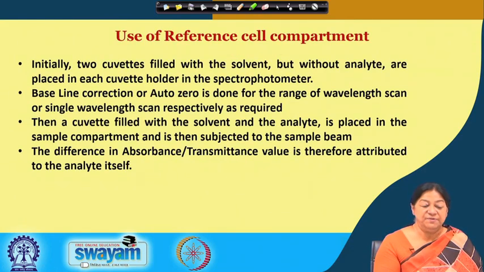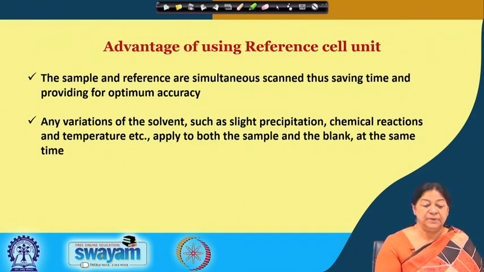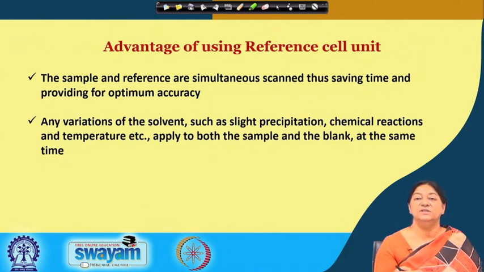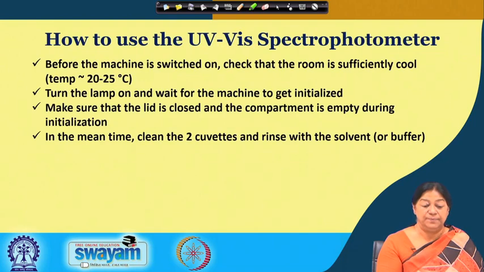Now, when we look at the reference cell compartment, these two cuvettes, as I mentioned, are filled with the solvent or the buffer and placed in the cuvette holder. We auto zero the instrument, and then we replace the sample cuvette with our sample, and then we can find out the absorbance values of the analyte or our specific sample of interest. The sample and the reference in this case are scanned simultaneously, and they provide optimum accuracy, so that any other changes that occur in the buffer simultaneously occur in the sample cell as well.